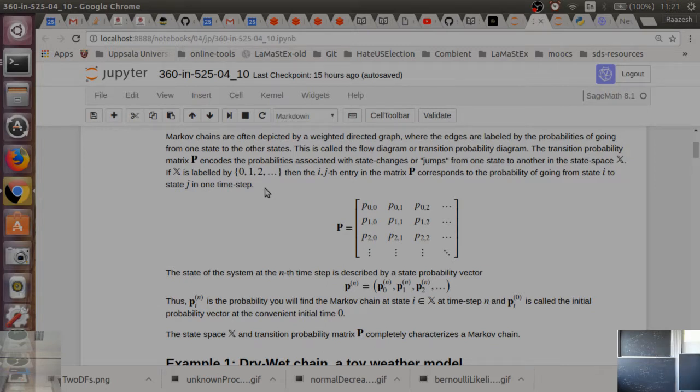So now the sum of these rows, each row's probabilities should be 1, right? Because I have to do something. That's the axiom of probability, right? The first one. And then wherever I am, so this is the probability of going from 1 to 0, starting from 1 and ending up in 1, and so on.